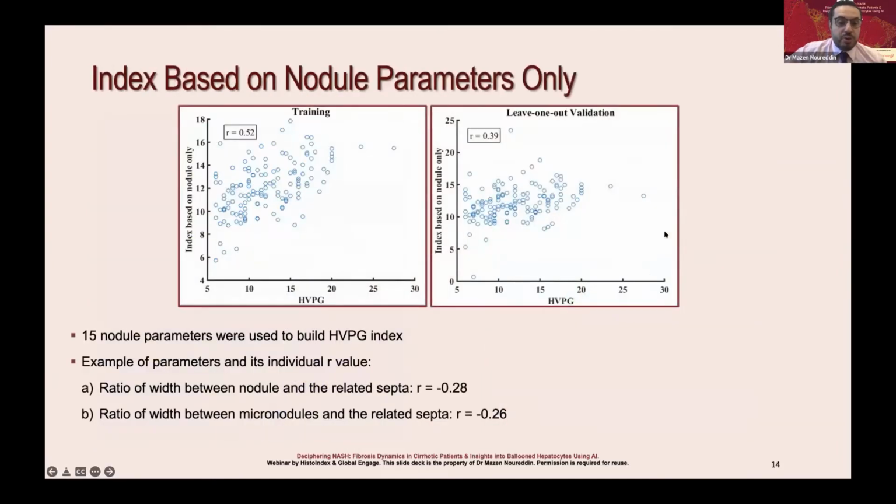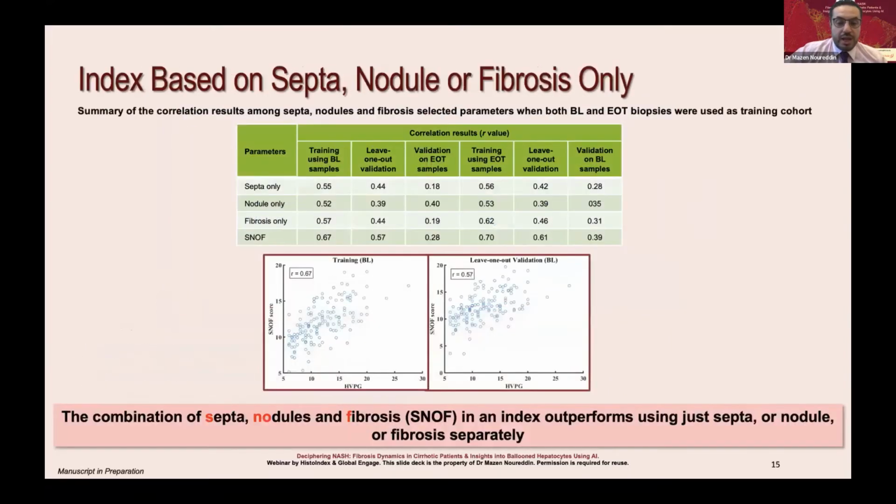And here again, I'm showing you the third parameter correlation with HVPG, which is here the nodules. We took the top 15 nodule parameters that were used to build correlation with HVPG index. And you see here the correlation is really nice. Now, the beauty of machine learning, you want to meld these in one index that here we call the SNOOF or whatever you want to call it. S for septa, N for nodules, and F for fibrosis. And the nice thing about this index or score is that it takes in consideration very important architecture features in cirrhosis and correlated with HVPG.